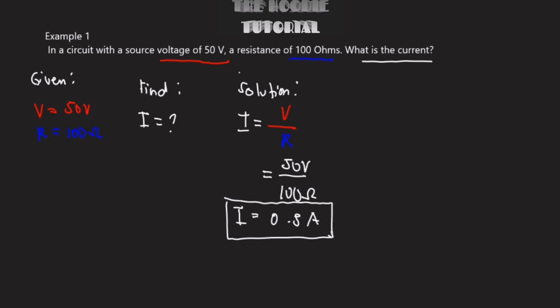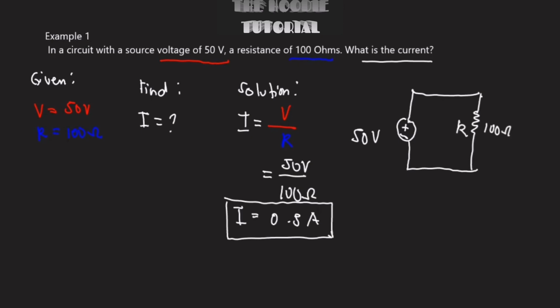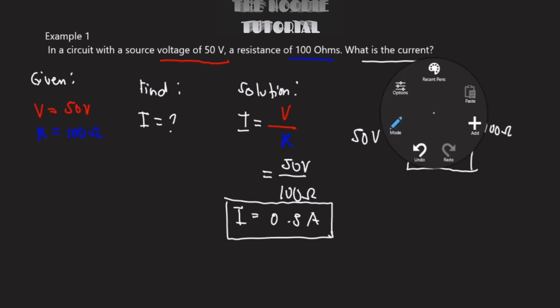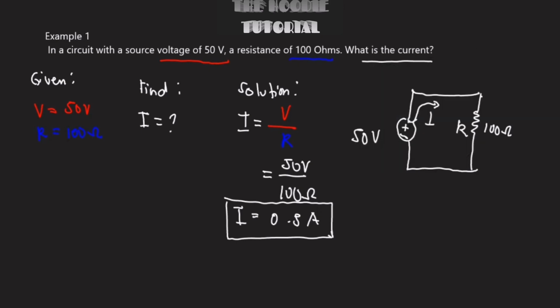We could also create a schematic diagram of the circuit right here. Knowing that we have a DC source of 50 volts that is connected to a series resistor that is 100 ohms, what we are finding is the current, which has a value of 0.5 ampere. So that's it. Let's go to example number 2.